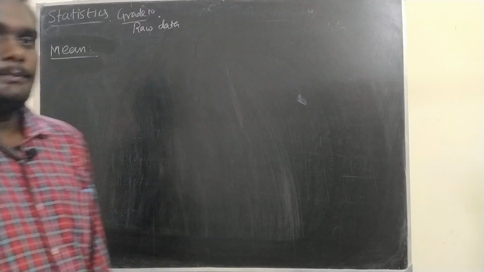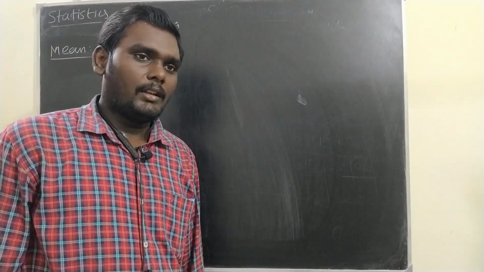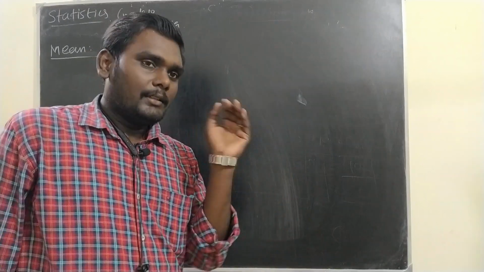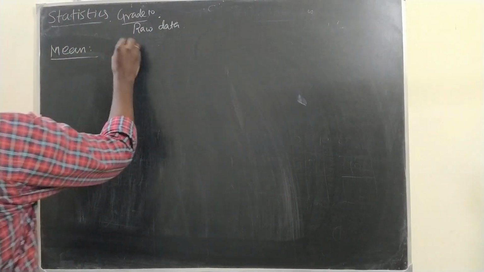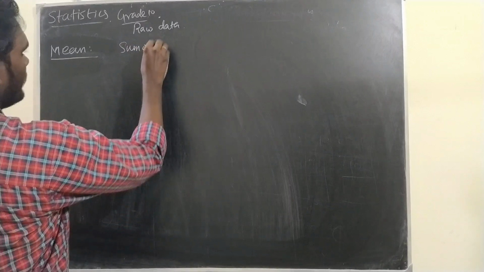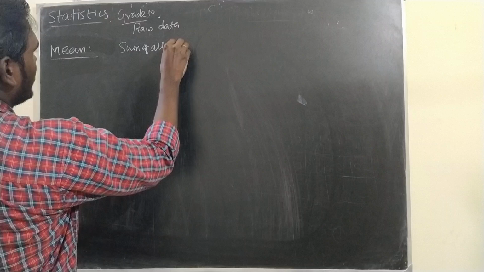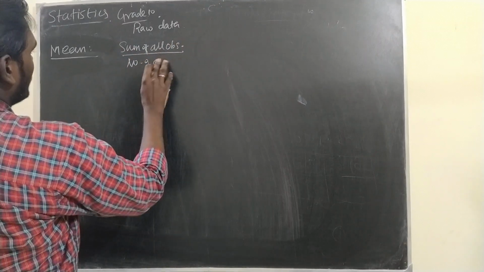Raw data means what? It's clustered numbers. Further, we need to calculate the mean. That is nothing but an average. So how do we calculate average? Sum of all observations divided by the number of observations.